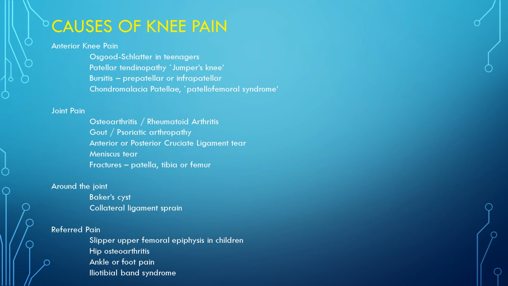In children this could be a slipped upper femoral epiphysis, or in adults, osteoarthritis of the hip. It could also be iliotibial band syndrome, pain coming from the greater trochanter down the side to the knee, particularly in runners who may be doing a lot of road running. And also ankle or foot pain can radiate or be referred up to the knee too, particularly tendonitis from muscles in the lower leg.